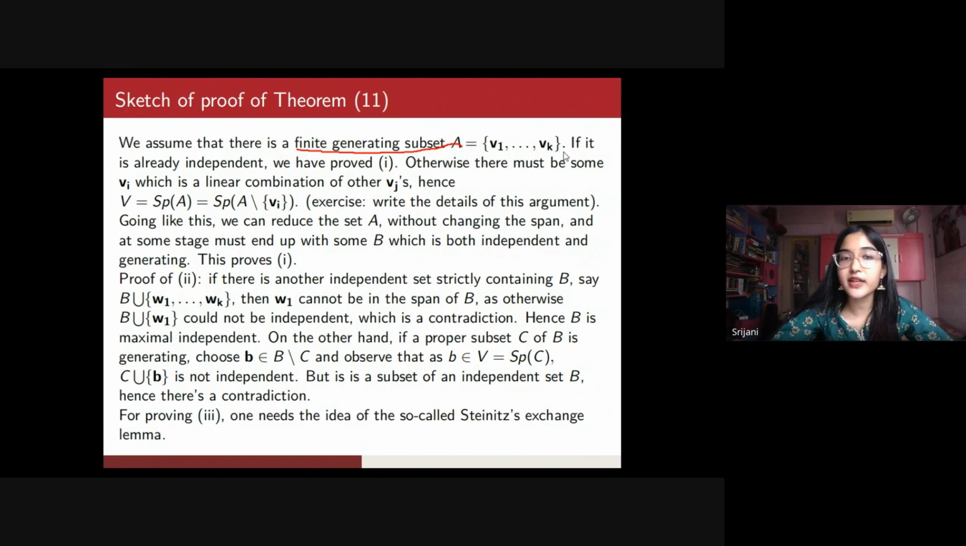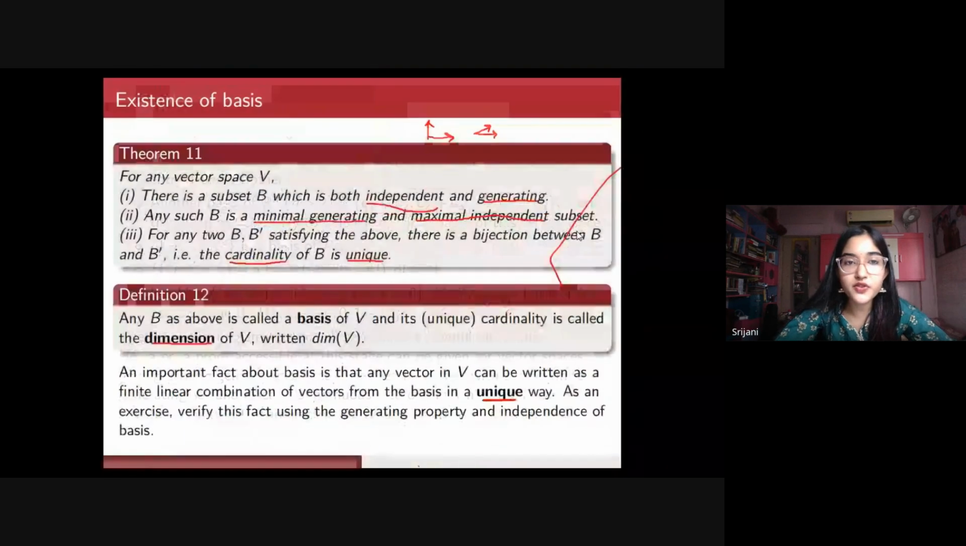Then we discard the superfluous vectors, which means we discard those vectors which are linearly dependent. Suppose this set is not independent. Then there is some v_i which is a linear combination of the other v_j's. So we just discard that. The span still remains the same because that was just linearly dependent. Suppose i cap, j cap, 2i cap plus 3j cap: we discard 2i cap plus 3j cap, and the span is still R2. So like that, we are reducing the set without changing its span till it becomes an independent set. Then we get both independent and generating. So that proves the first.